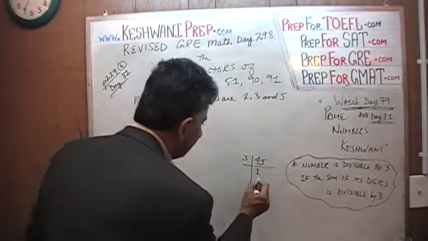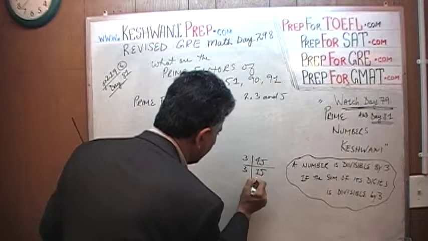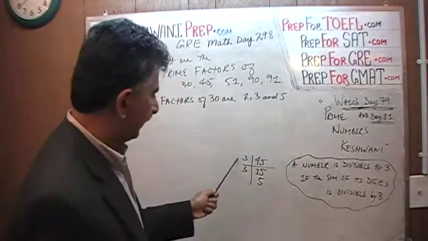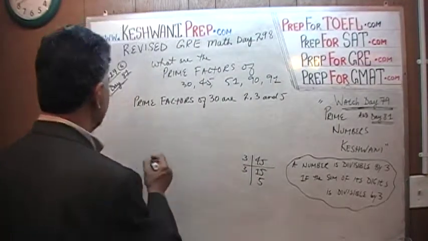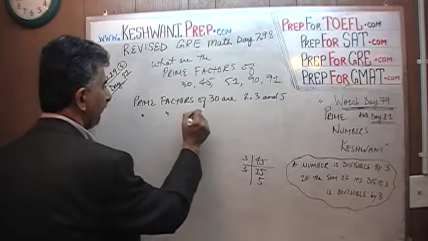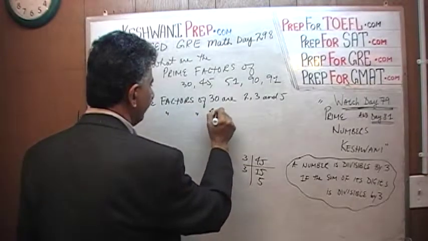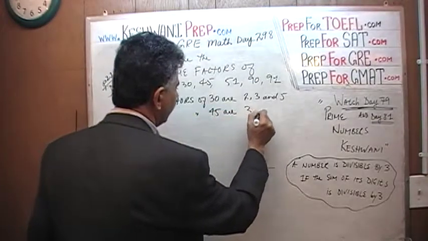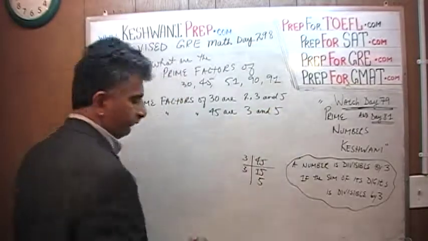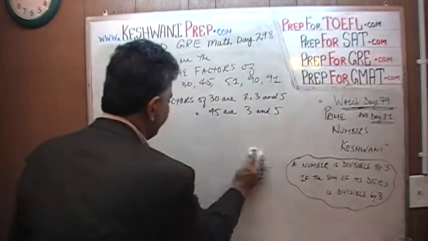15 has 5 3s in it. Divide one more time. So it looks like 3 times 5. Therefore, prime factors of 45 are 3 and 5. Let's go to the next one.